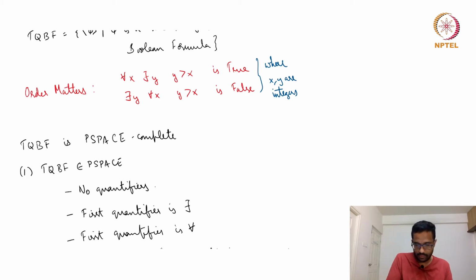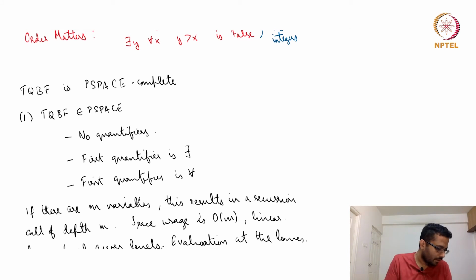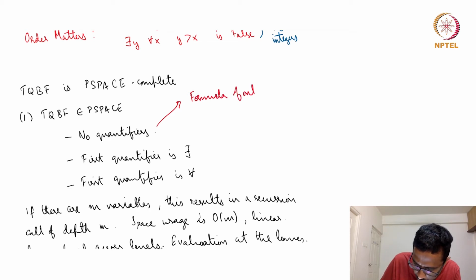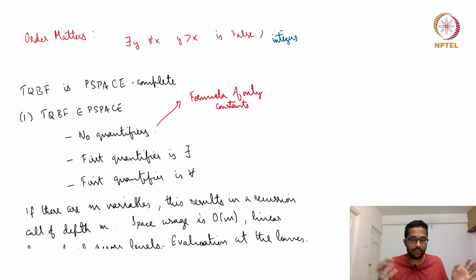Why is this the case? Let us see. What are the possibilities? One is that there are no quantifiers, but TQBF means all the variables are quantified, which means if there are no quantifiers, there could be no variables. So it's a formula of only constants, something like true and false, or 3 plus 4 multiplied by 6, some equation without variables. One can easily evaluate that without much difficulty. So this is certainly in PSPACE.